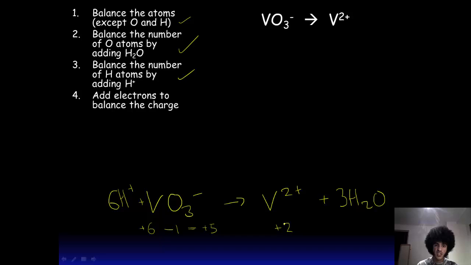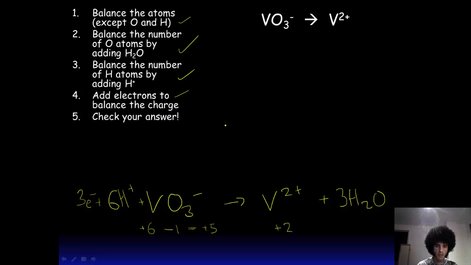Now, in order to get them to the same charge, I need to add electrons to one of the sides. It has to be this side because it's the most positive charge. And to get from 5 plus to 2 plus, I need to add a 3 minus. So that's 3 electrons. And then you're done. The only other bit I have to do is I need to check my answer.